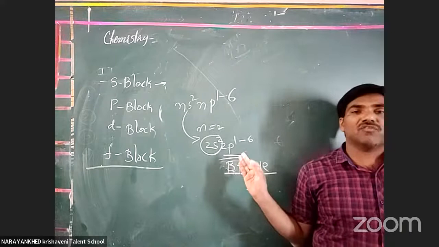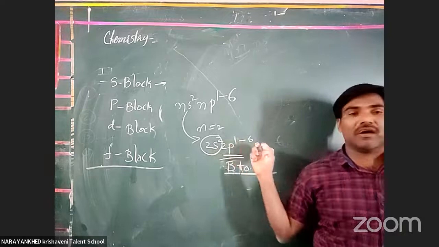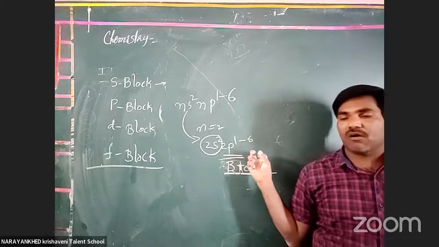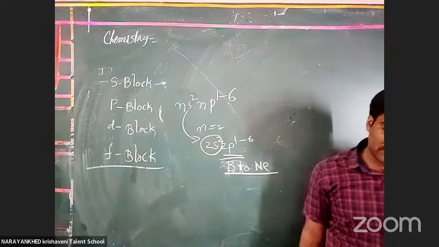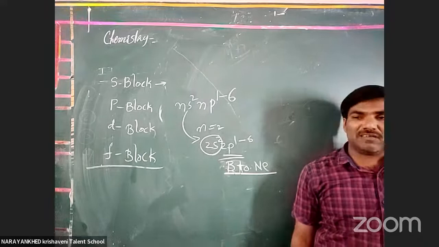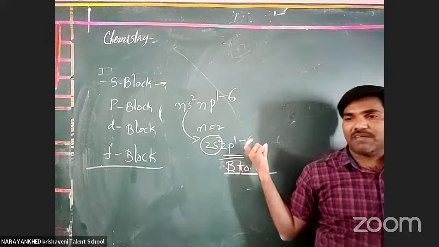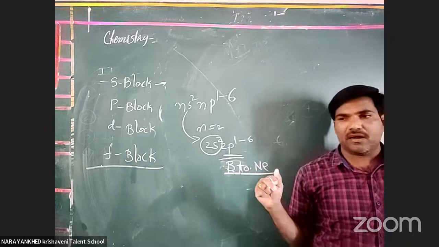Why? Because in the outermost p orbital only they contain unfilled nature, somewhat vacancies are there. Clear or not, all the students? I hope you got it here. The ionization energies as well as the electronegativities and the formation of somewhat ions are formed, negative ions, somewhat positive ions are formed. Clear or not?